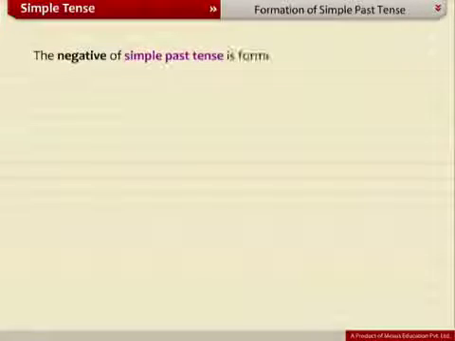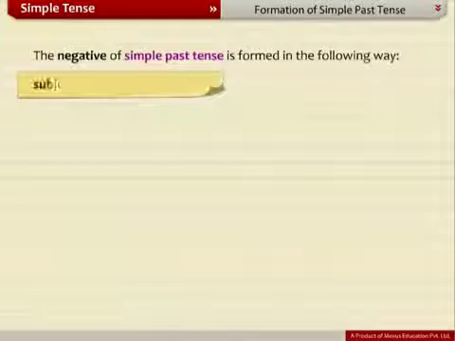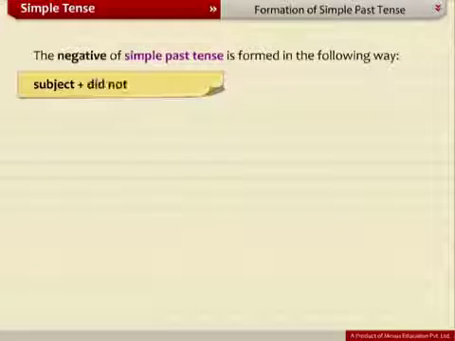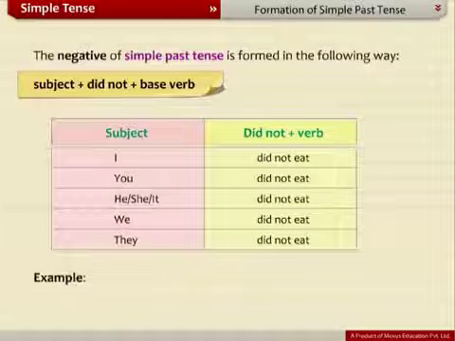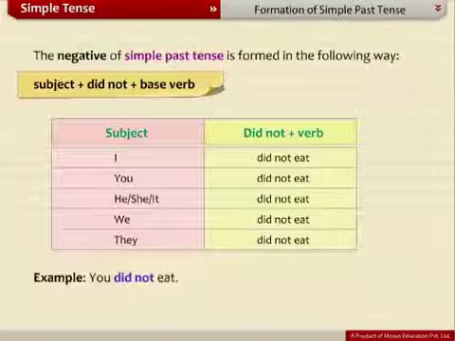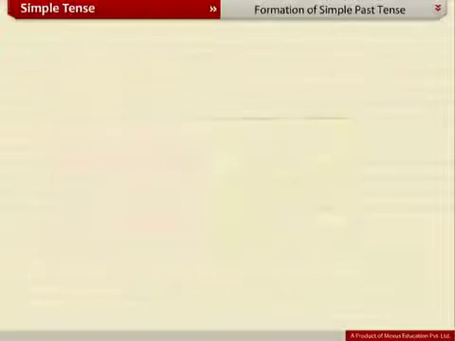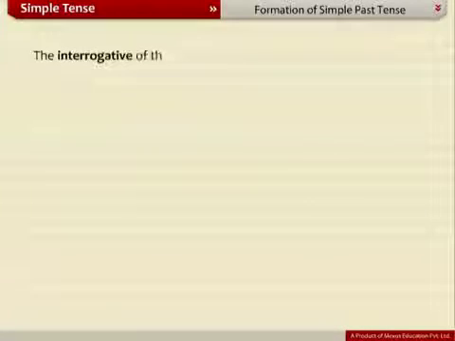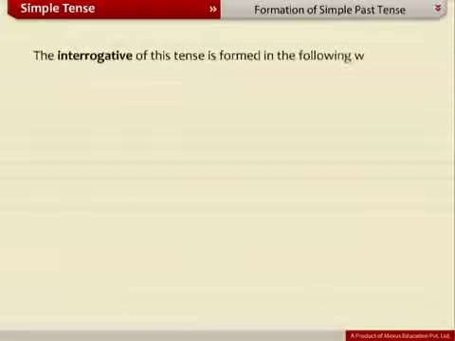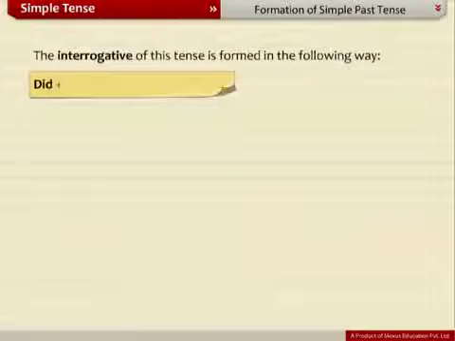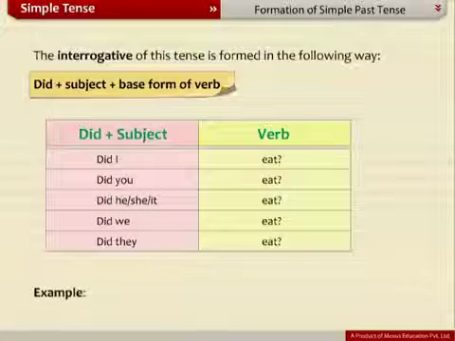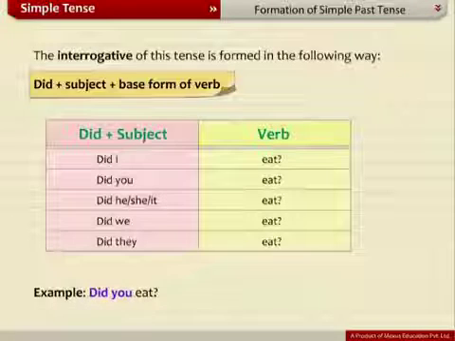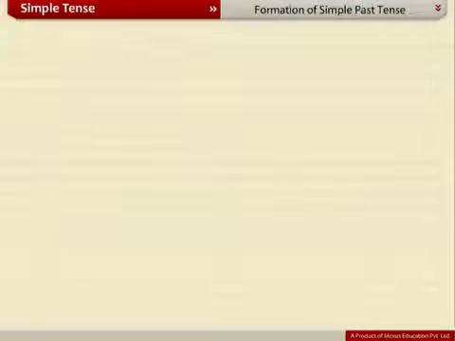The negative of simple past tense is formed in the following way: subject plus did not plus base verb. Example: you did not eat. The interrogative of this tense is formed in the following way: did plus subject plus base form of verb. Here is the table. Example: did you eat?